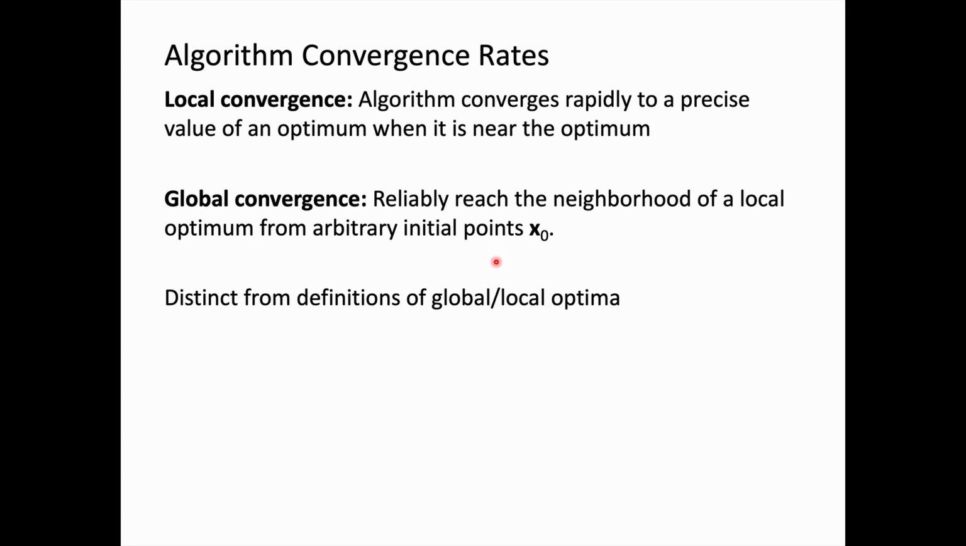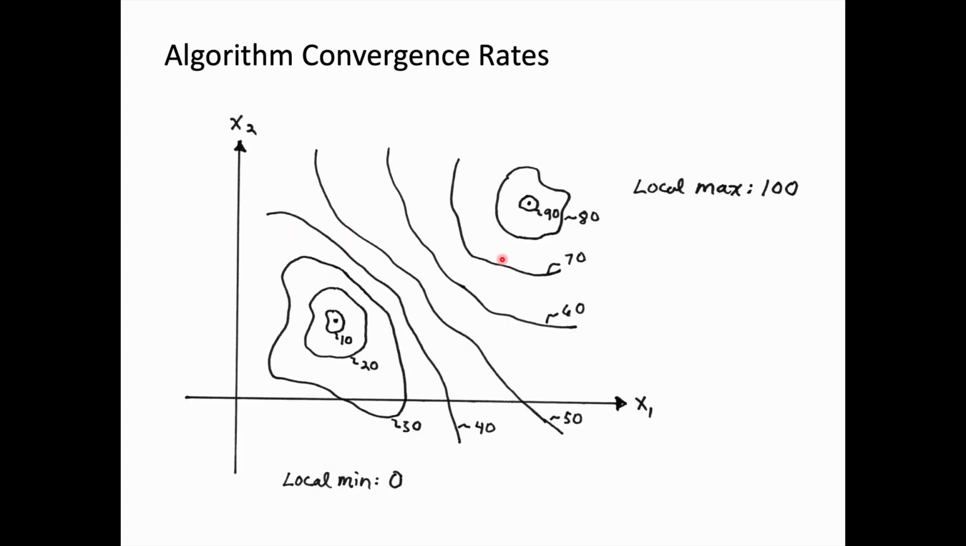So let's have a quick example to talk about the difference between good global and local convergence. Here's a sketch that I made up with the level sets in a two-dimensional space. We have two optimization variables, x1 and x2. We have a local min right here with a value of 0, and we have a local max up here with a value of 100. And both of these are stationary points. And with this, I can talk a little bit more about what I mean regarding local and global convergence.